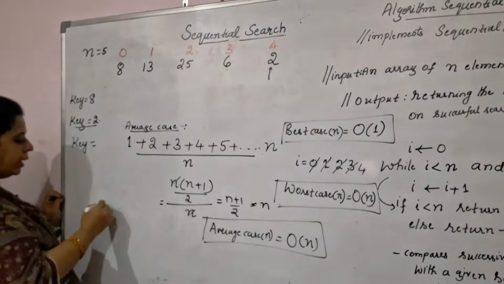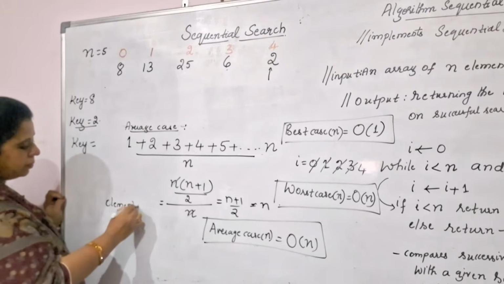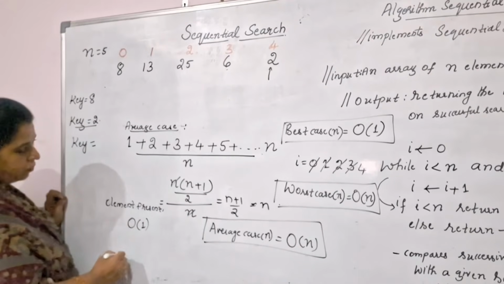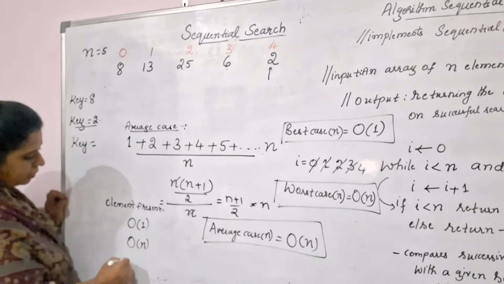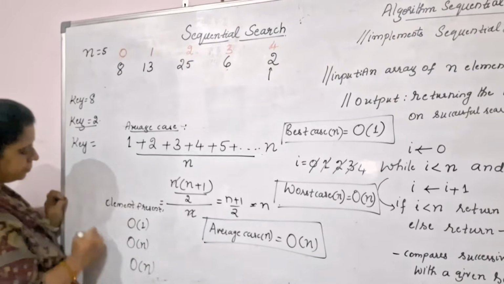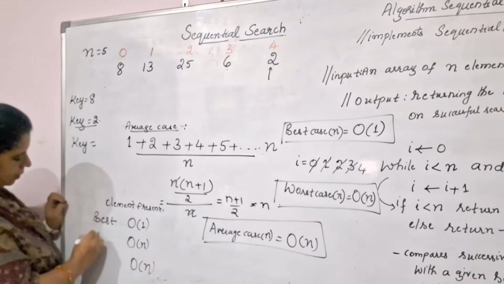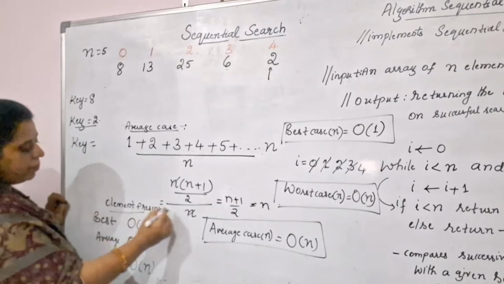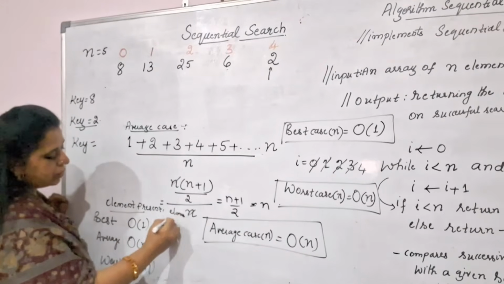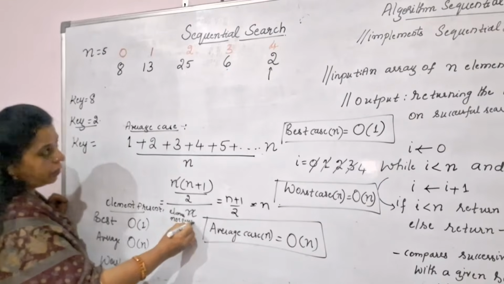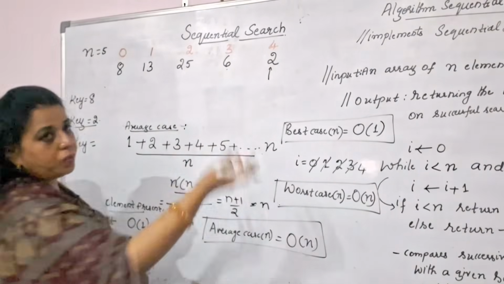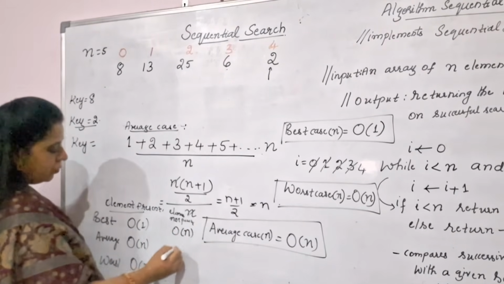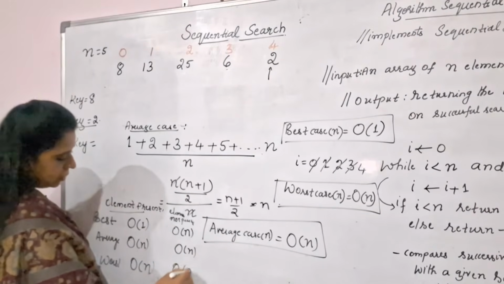So this is the case wherein the element is present. Element present, you have the best case, the average case, and the worst case. If the element is not present, there can be a situation that you are searching for an element which is not at all there in the list. Even then it would have completed n comparisons. So in that situation, the best case is also big O of n, average also big O of n, and worst case also big O of n.